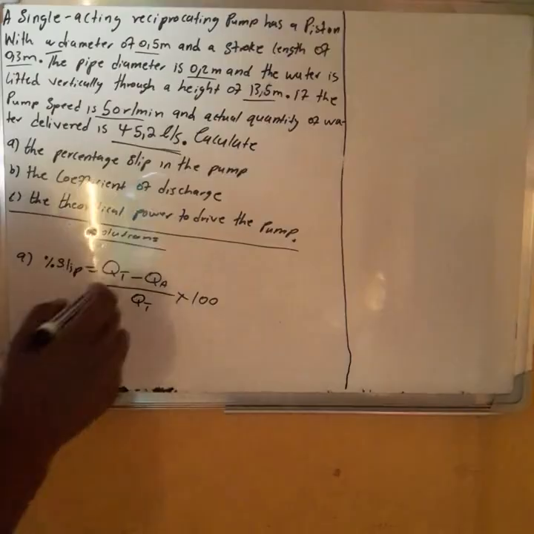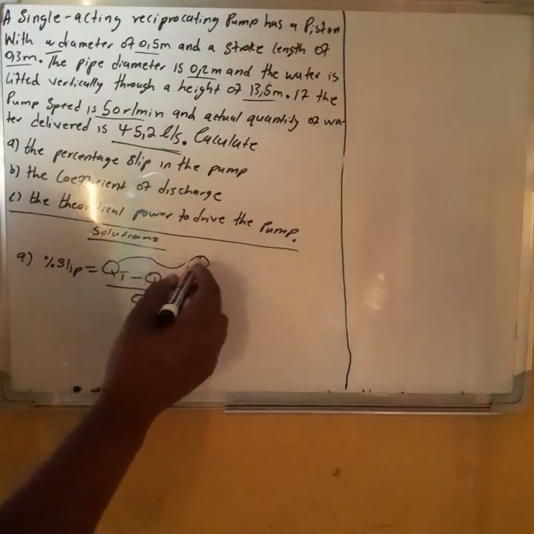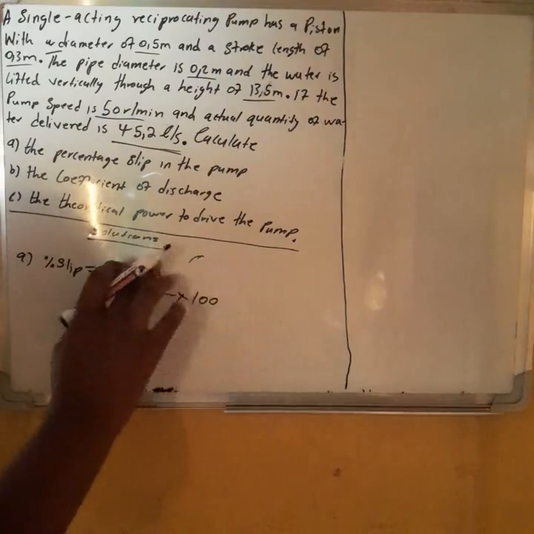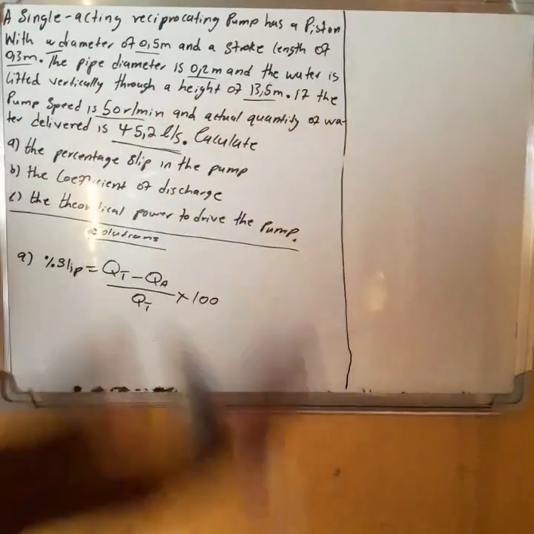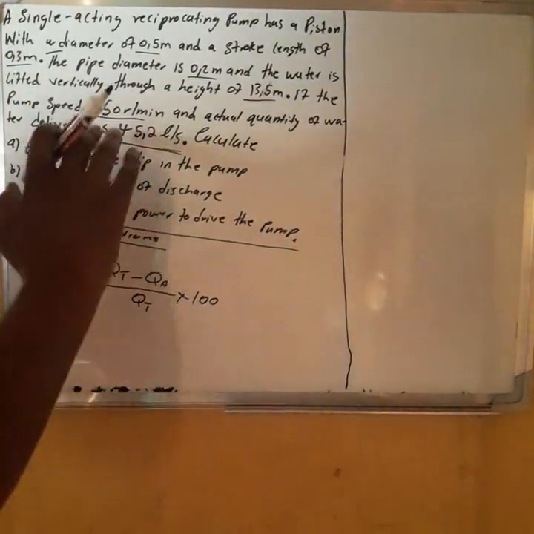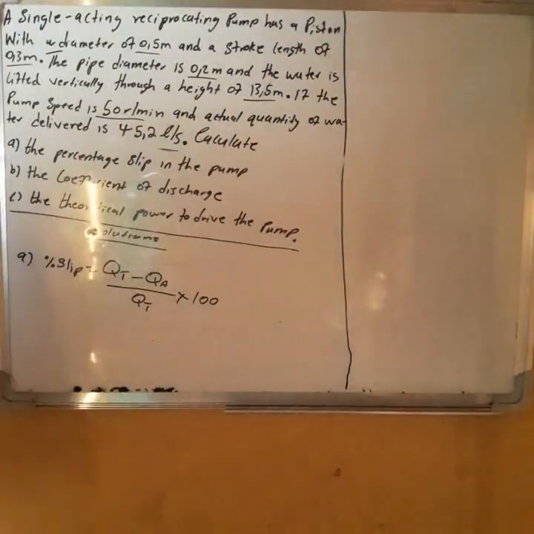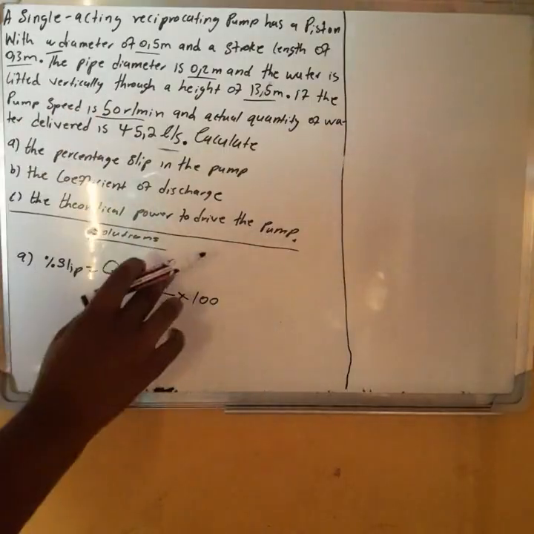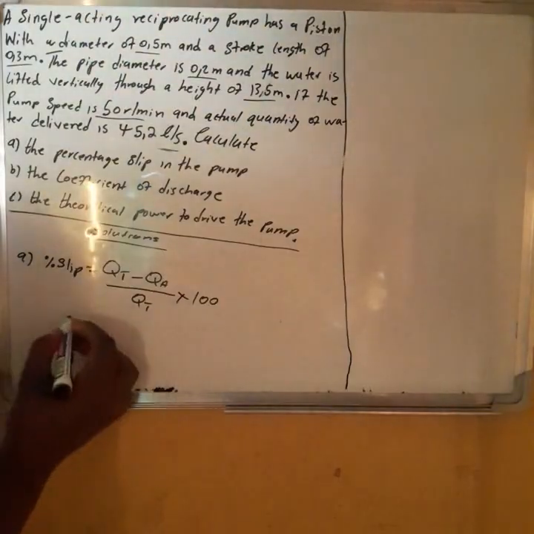Before I apply this formula, we will need QT, and we don't have QT. As you can read in the statement, we are given only the actual discharge. This we have, but we don't have the theoretical discharge. So let us start by calculating the theoretical discharge.